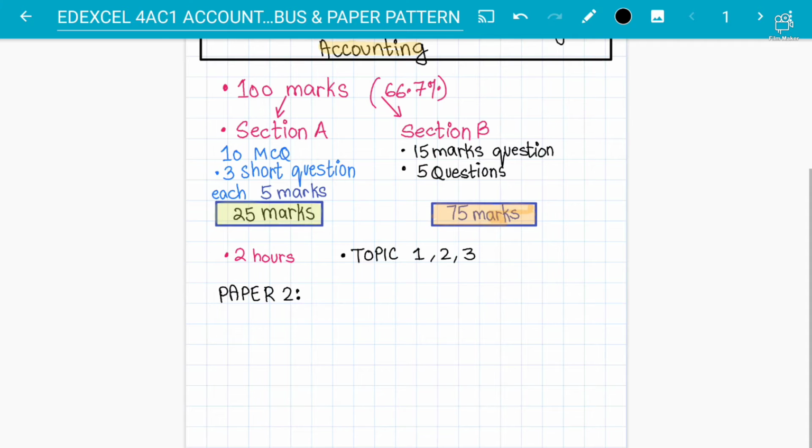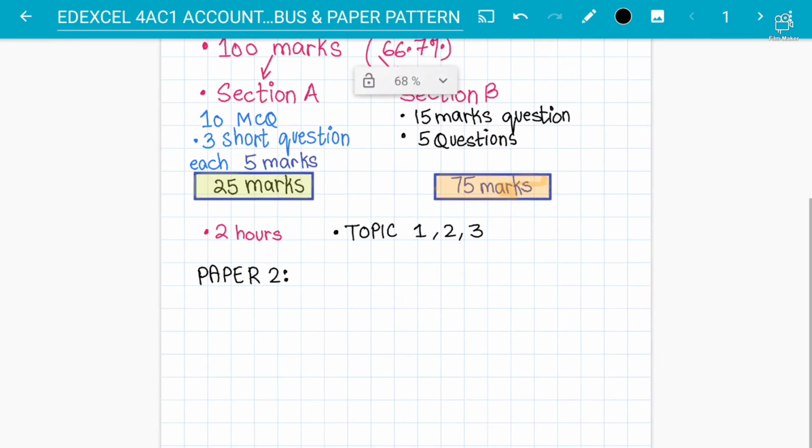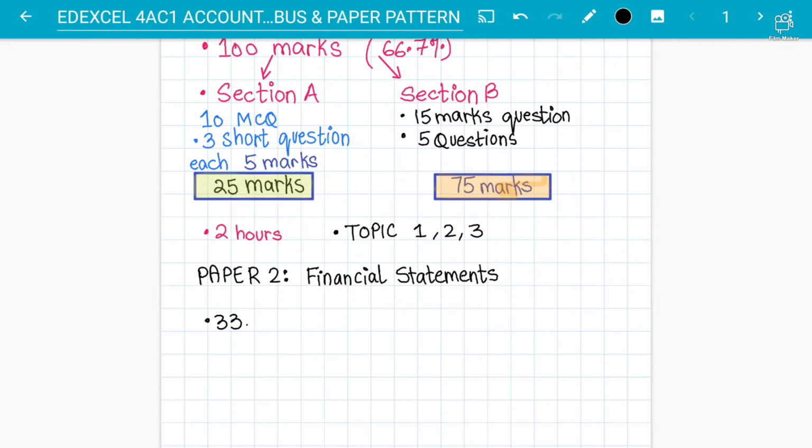So paper number 2 is named financial statements, okay, students? When we talk about financial statements, we need to understand that this is the remaining weightage, that is 33.3% left. It is also a 50 marks paper only, students.